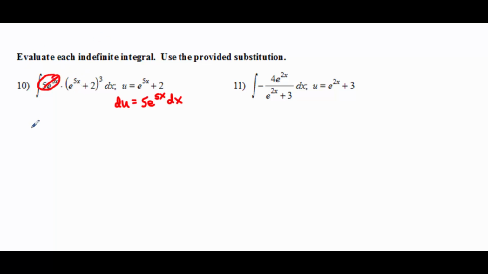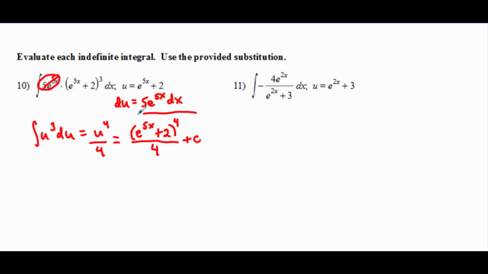Since the inside of our parentheses is u, this is u cubed du. So this is the power rule, and I know it's the power rule because it's something to the third power. So we'll do u to the 4th over 4 and then change back into what u is. So e to the 5x plus 2 all to the 4th over 4 plus c. Or you can put it as 1/4 in front of your parentheses, whichever, doesn't really matter.